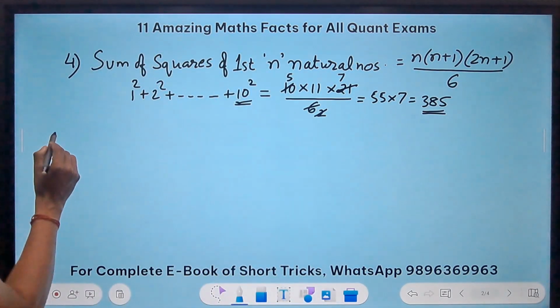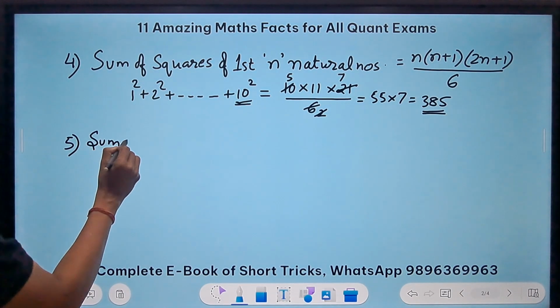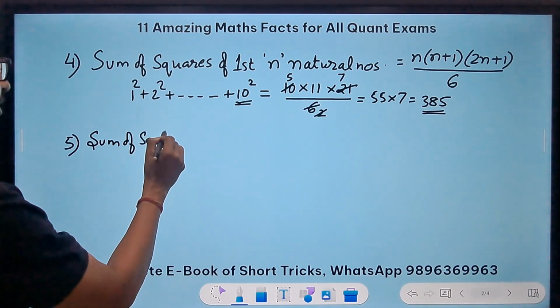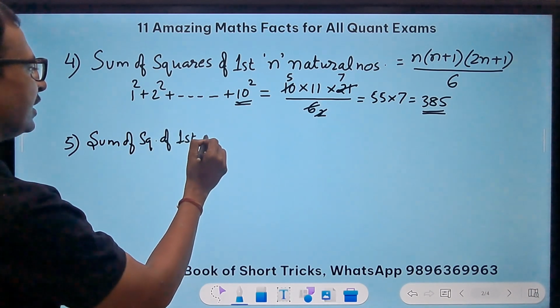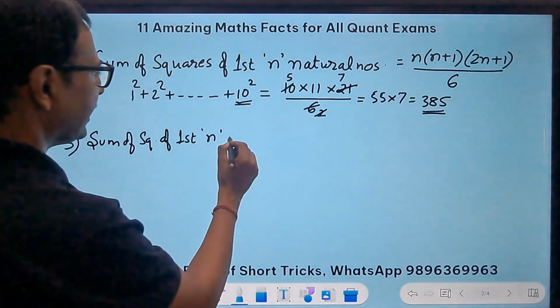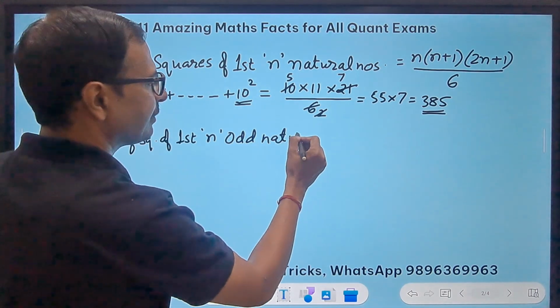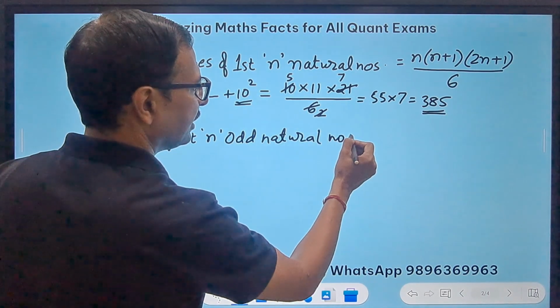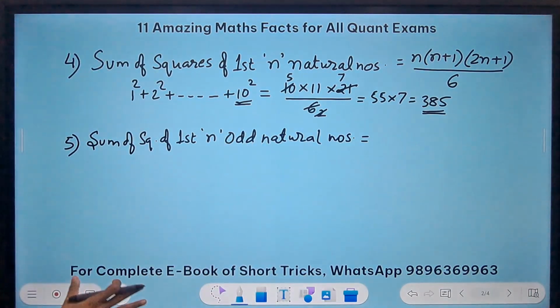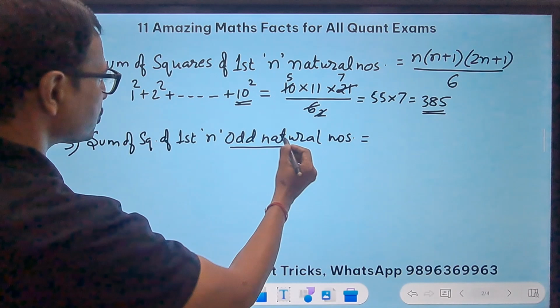Now expand this to the fifth amazing fact. Now I want to take the sum of squares of first n. Now I'll split it. Now I want to take only the odd natural numbers. Now this is important. Up to the fourth, I think many of us know the trick, but after the fourth, they are rare. Sum of squares of first n odd natural numbers.